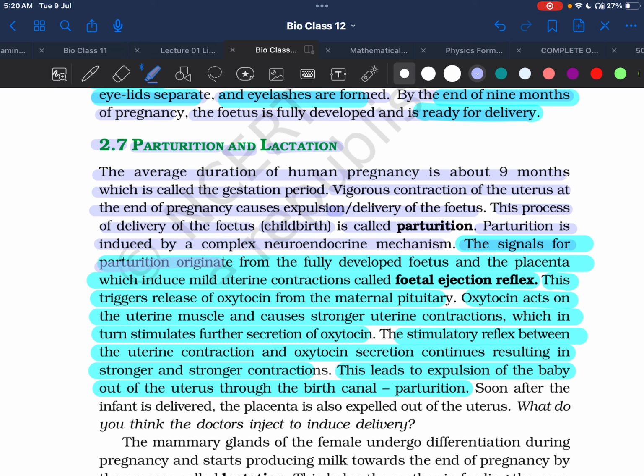The signals for parturition originate from the fully developed fetus and the placenta, which induce mild uterine contraction called the fetal ejection reflex. This triggers release of oxytocin from the maternal pituitary. Oxytocin acts on the uterine muscle and causes stronger uterine contractions, which in turn stimulate further secretion of oxytocin. The stimulatory reflex between the uterine contraction and oxytocin secretion continues, resulting in stronger and stronger contractions. This leads to expulsion of the baby out of the uterus through the birth canal, parturition.